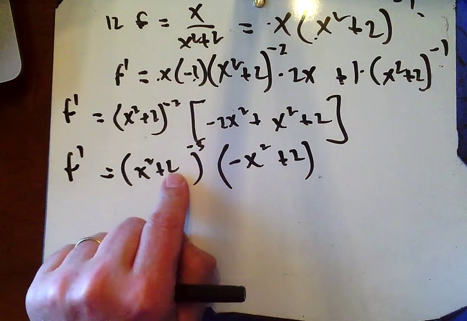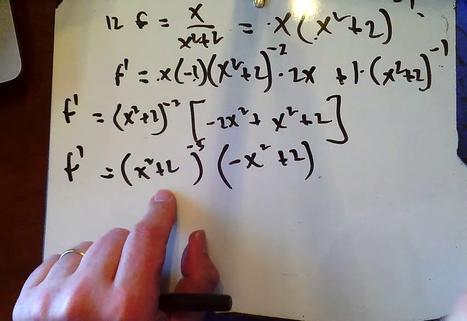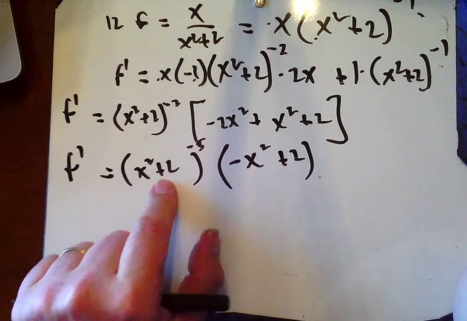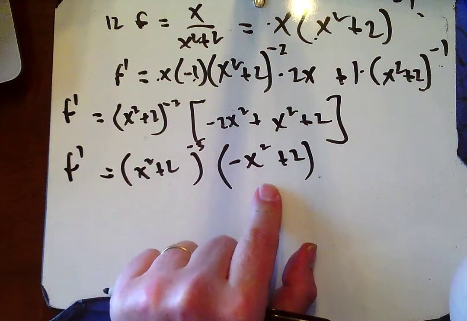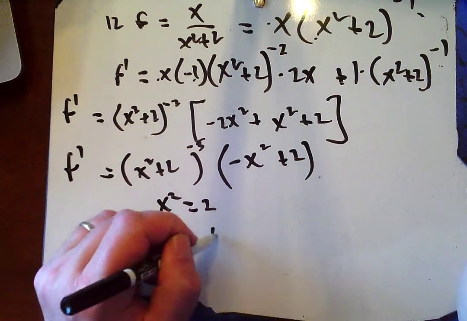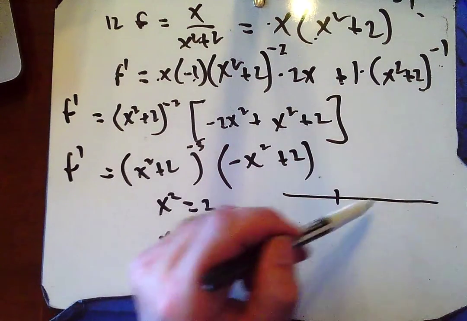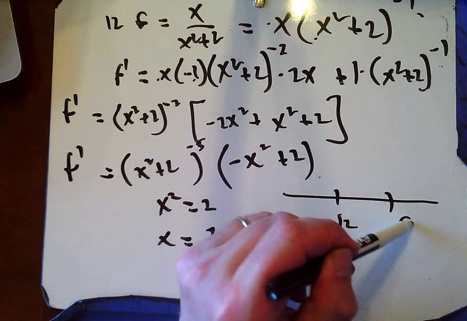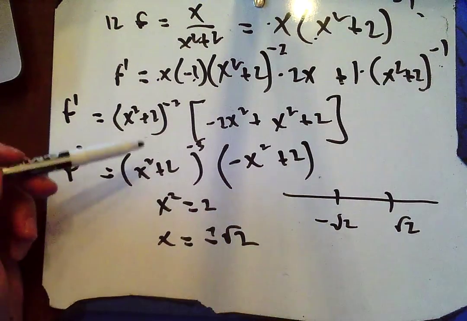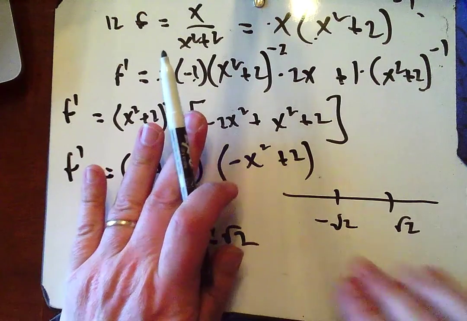Well, this is never 0, right? It's a parabola shifted up 2 places. That's never getting down to y equals 0. So this is always positive. This is never 0. But this could be equal to 0 when x squared equals 2, or x equals plus and minus root 2. So, negative root 2, positive root 2.